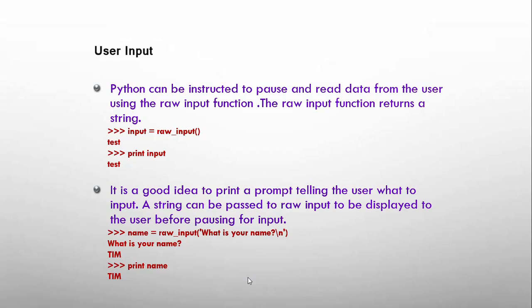Python can be instructed to pause and read data from the user using the raw input function. The raw input function returns a string, right? Like if we create a normal program, after that you're going to take an input from the user. In that case, we are going to use the input function. It is a good idea to print a prompt telling the user what to input. A string can be passed to raw input to be displayed to the user before using the program.